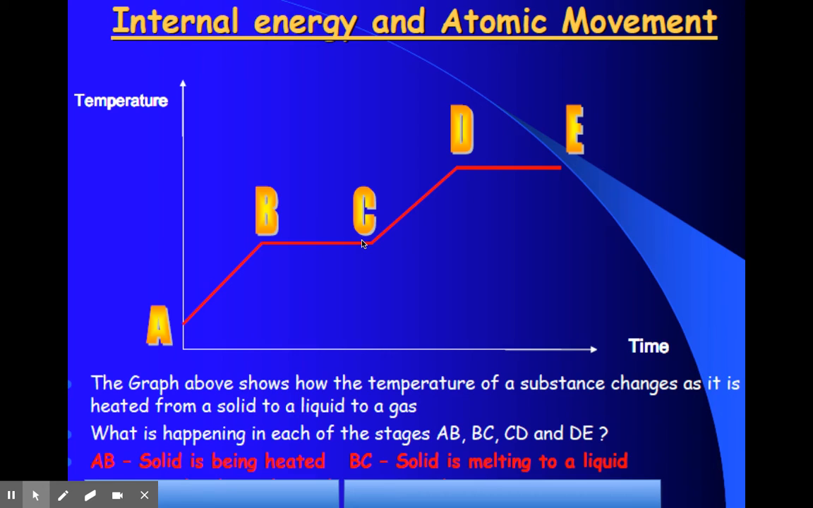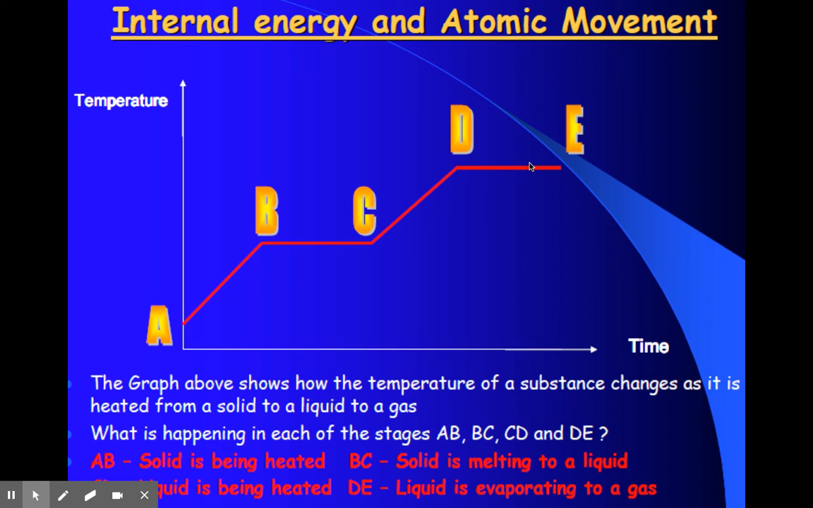From B to C, that's where we have a change in phase, where a solid is being melted into a liquid. C to D is where a liquid is being heated. And then finally, D to E is where that liquid is turning into a gas. Okay, so this would be in water. This would be at what temperature?